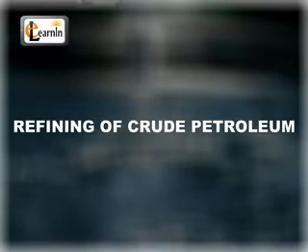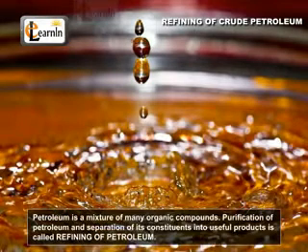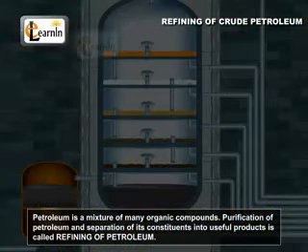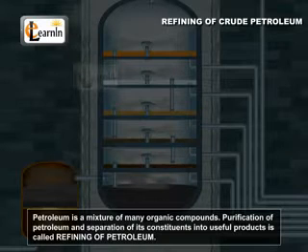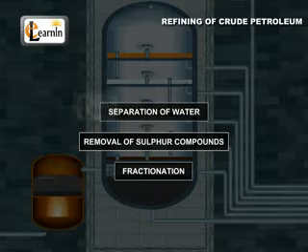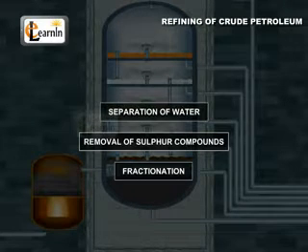Refining of crude petroleum. Petroleum is a mixture of many organic compounds. Purification of petroleum and separation of its constituents into useful products is called refining of petroleum. The process of refining involves 3 steps.